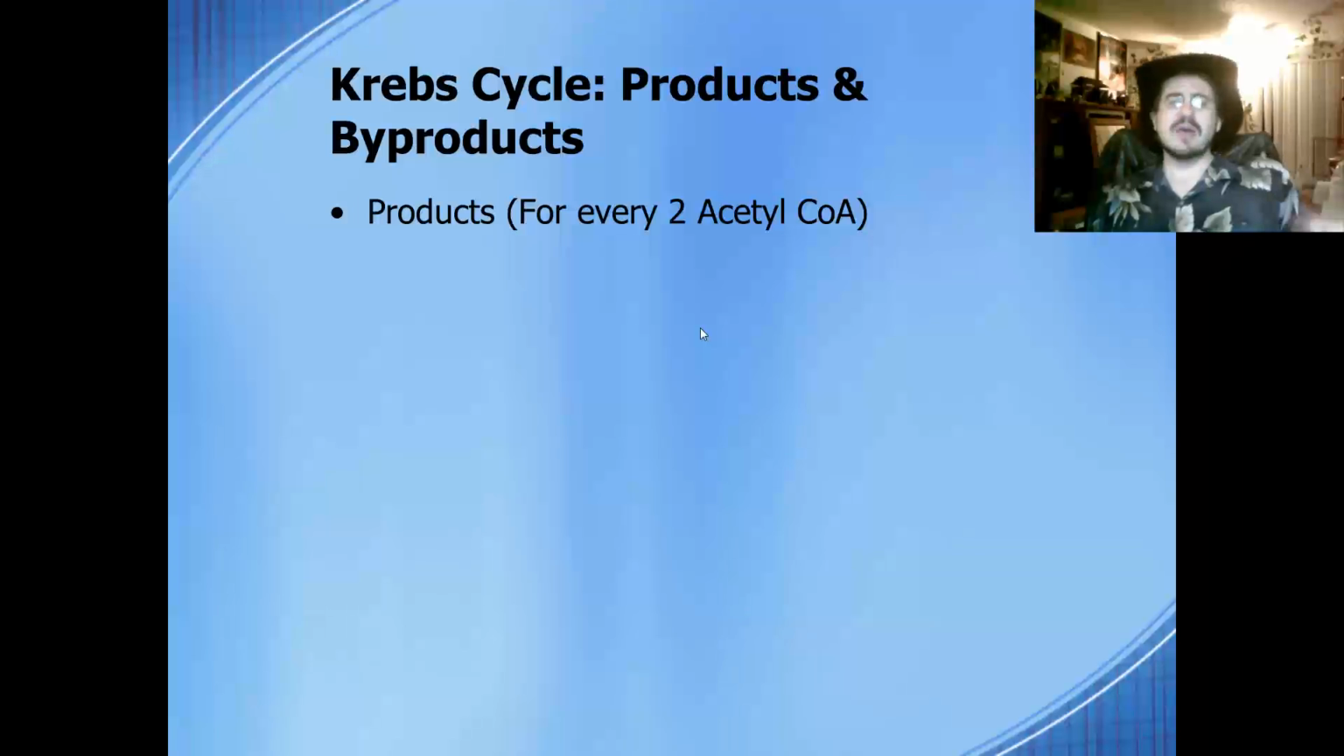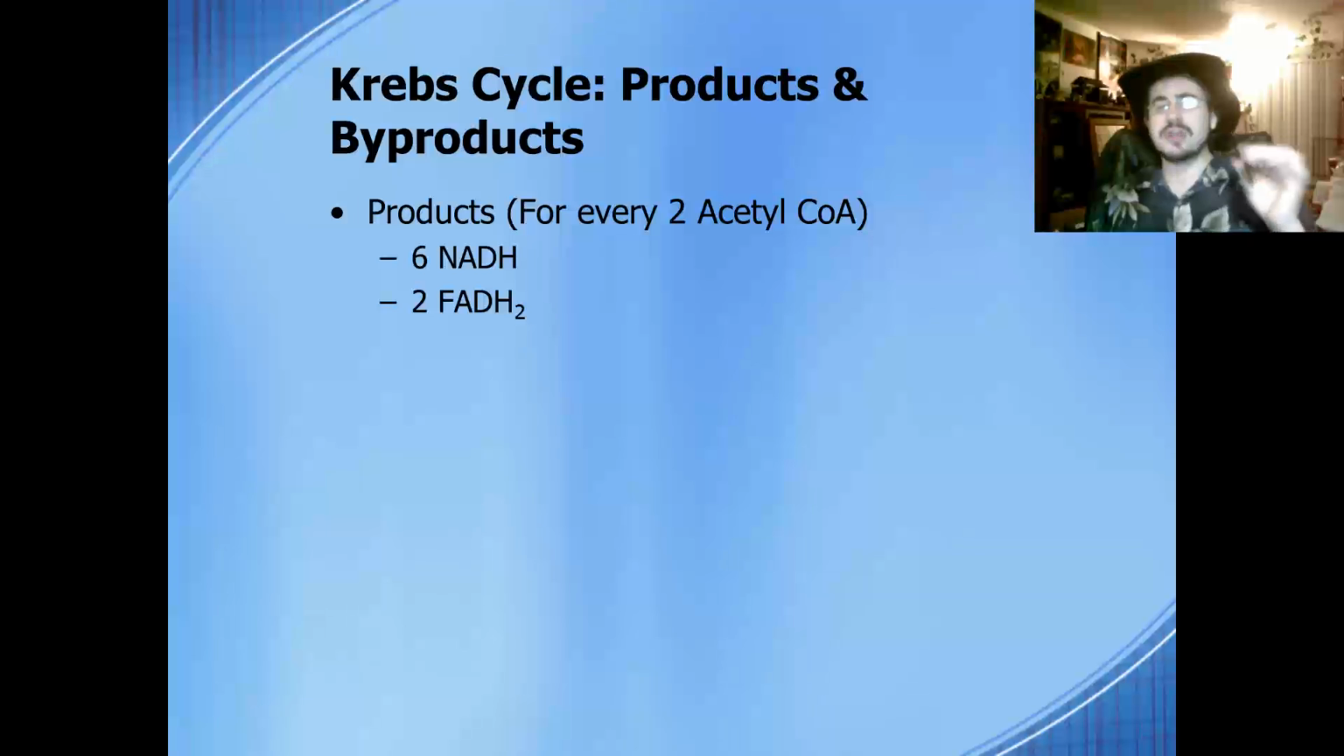When acetyl CoA is hucked into the Krebs cycle, it goes through a full cycle, and we get a number of products. I have conveniently for you taken into account the fact that we start with 2 acetyl CoA. Remember, 1 glucose makes 2 pyruvate, and 2 pyruvate make 2 acetyl CoA. So for every 2 acetyl CoA, we get 6 NADH.